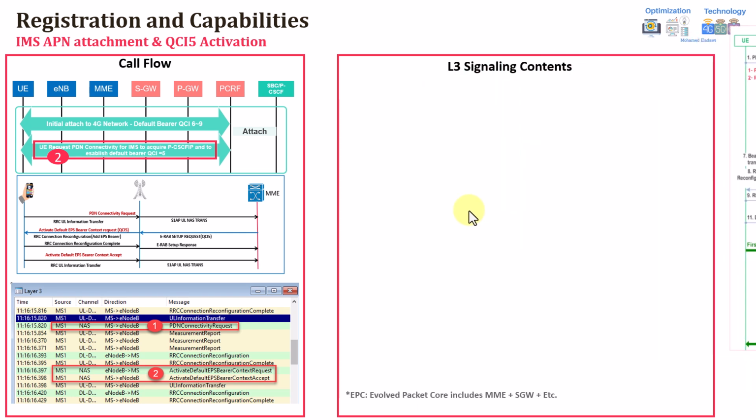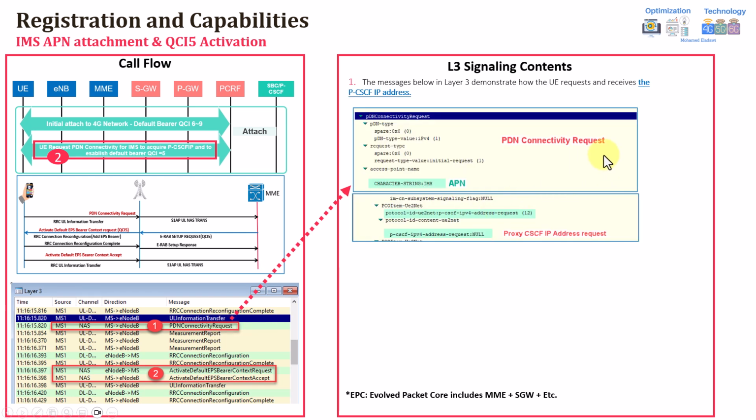Now let's see what we have as the content of this message. For example, the PDN connectivity request, if you open this message, you'll find that the UE is requesting, okay, I would like to get the information first, my PDN type. I'm supporting IP version 4. And here, this is my access point name, which I would like to get information about, which is IMS.